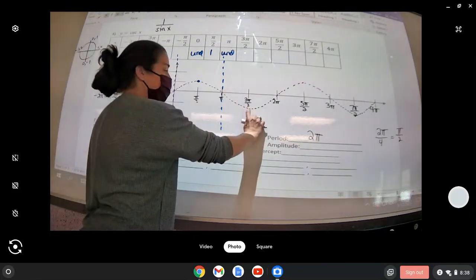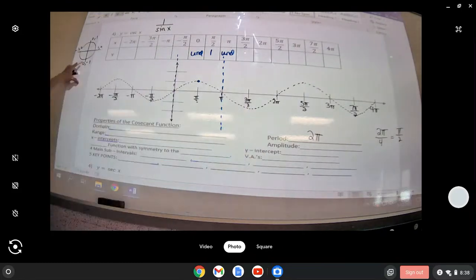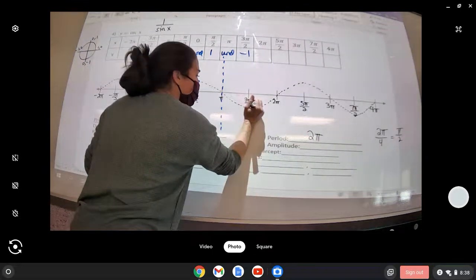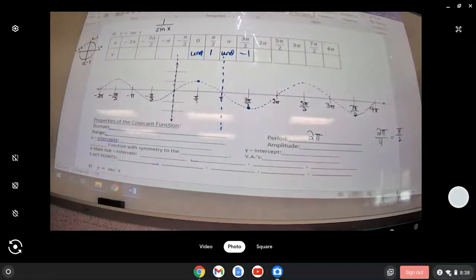Okay, then we go to the next point. On sine, this was 3 pi over 2, negative 1, right? The sine of 3 pi over 2 was that y-coordinate, negative 1. So the cosecant of 3 pi over 2 is the reciprocal of that y-coordinate. So the reciprocal of negative 1 is negative 1. So you still have the ordered pair 3 pi over 2, negative 1 on the cosecant's graph.